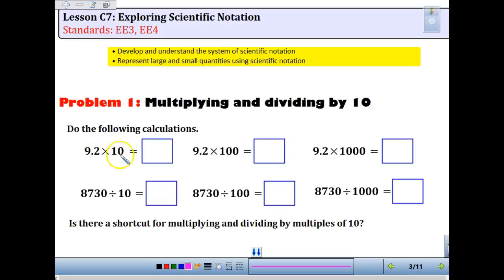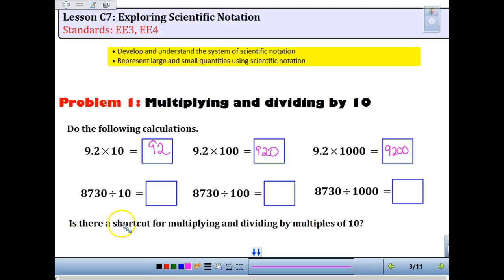So 9.2 times 10, how many places would I move my decimal point? That's going to give me 92, right? So this is in your notes. Okay. Do the next one. Write it down. If you multiply by 100, what should you have? We should have 920. Keep going. Multiply by 1,000. We should have 9,200. Thank you.